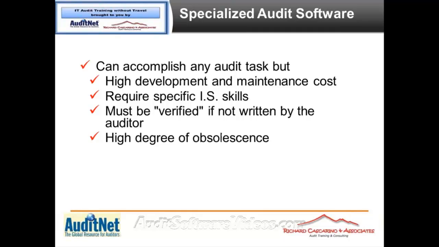much cheaper to implement than specialized. Specialized can do anything that you want it to do, but it's going to cost you. Your maintenance cost, if it's not the same next year that you want to do, either you throw it away and start again, or you're going to have to change everything you did last year. You're going to have some kind of specific IS skills, either to write it or to verify it. And as I say there, a high degree of obsolescence when you're using that kind of thing.